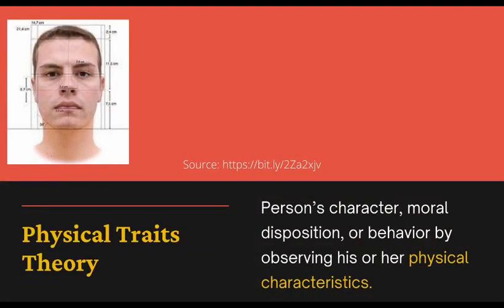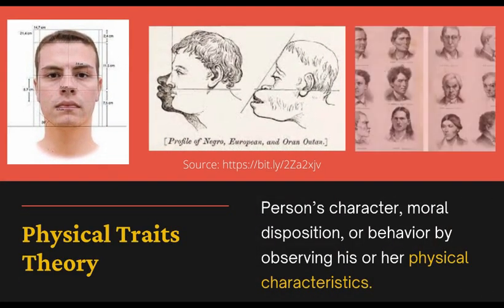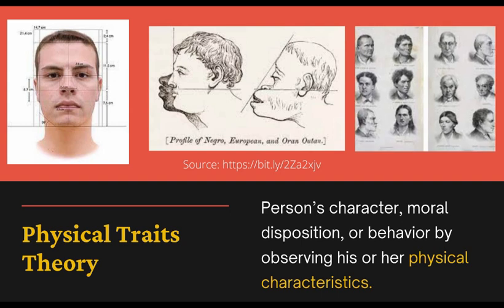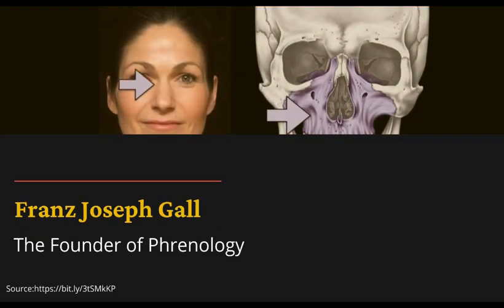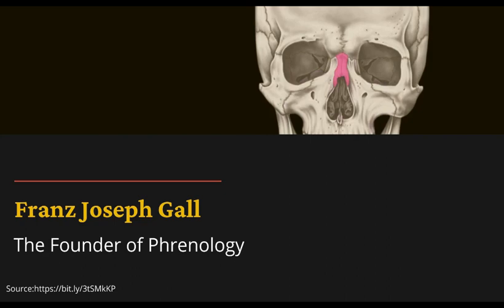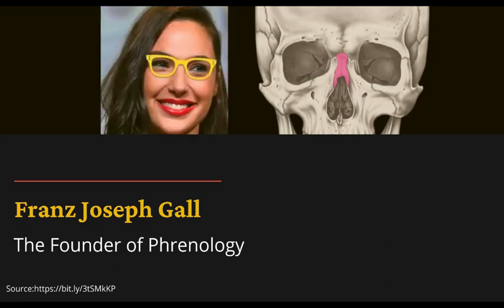First, physical trait theories. The idea that one can determine a person's character, moral disposition, or behavior by observing his or her physical characteristics is ancient. In the next section, physiognomy and phrenology, and prominent names involved in studying physical traits will be presented. First is Franz Joseph Gall. Franz Joseph Gall, German anatomist and physiologist, a pioneer in ascribing cerebral functions to various areas of the brain. Localization, the founder of phrenology.